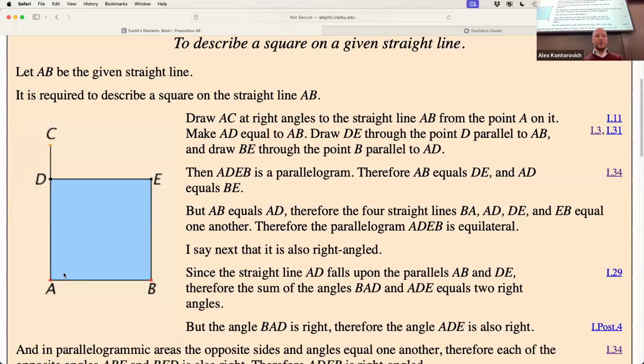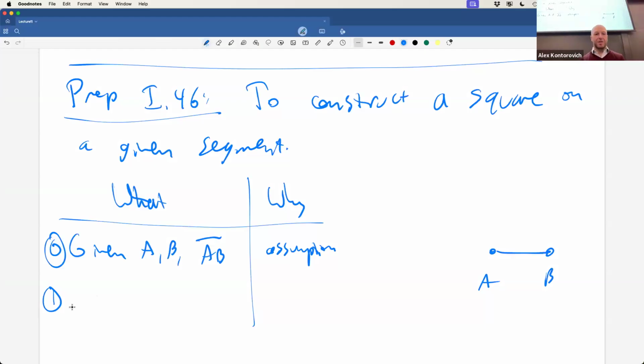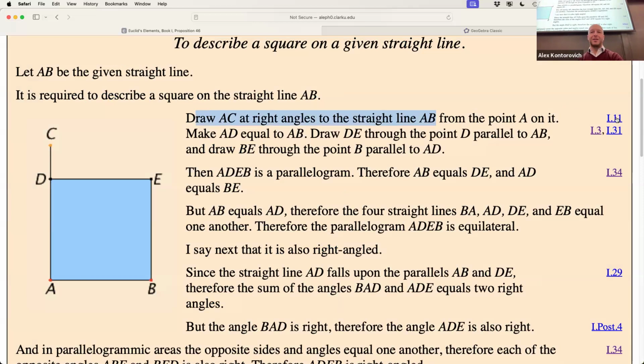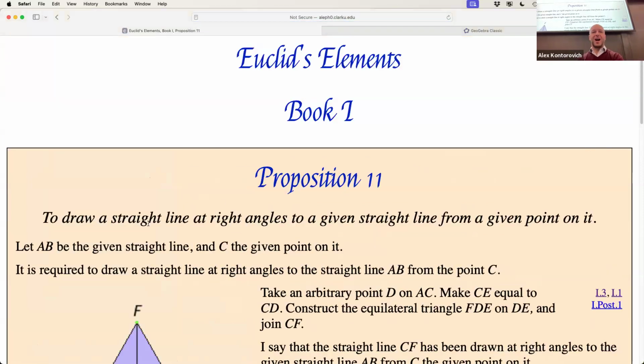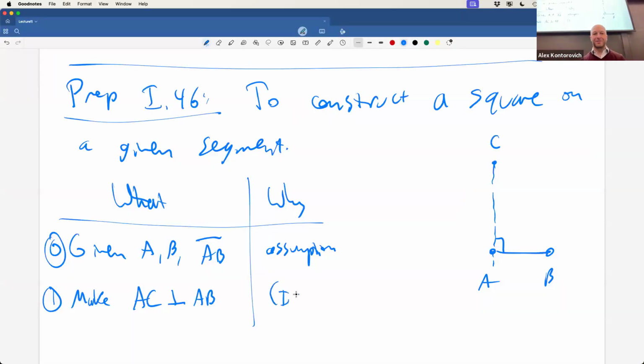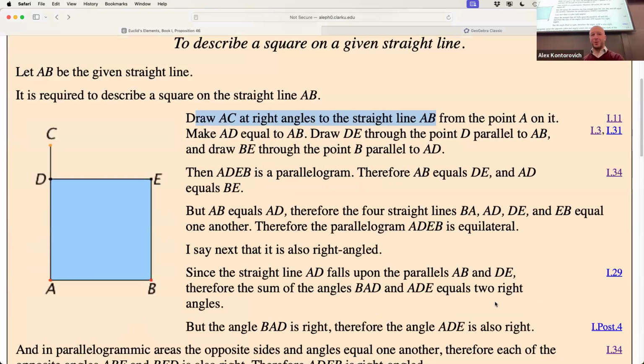Step 1, given AB, I'll try to follow his diagram. Draw AC at right angle to AB. So drop a perpendicular at A. Make AC perpendicular to AB at A. Okay, so drop a perpendicular here, and let's just call this point C. Why am I allowed to do that? I-11 is where he shows how to drop a perpendicular. So trust me, we can make a perpendicular, or don't trust me, but we can.